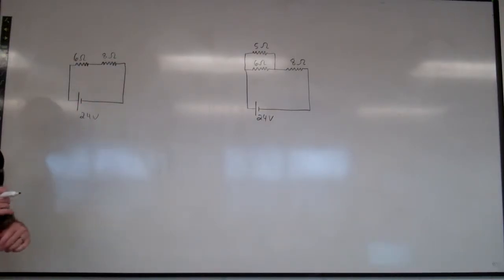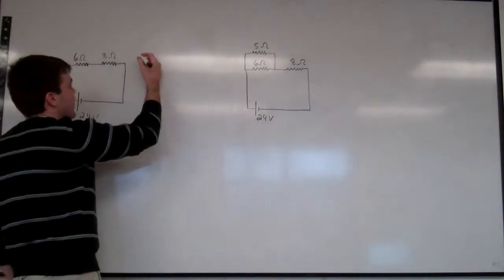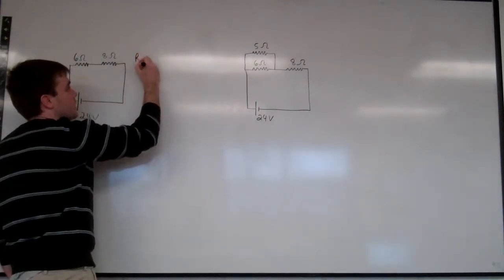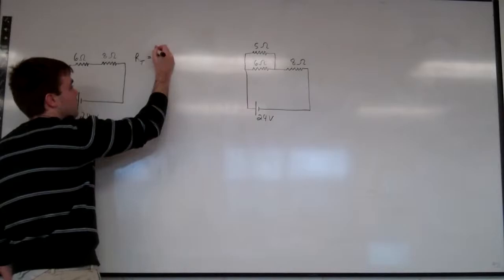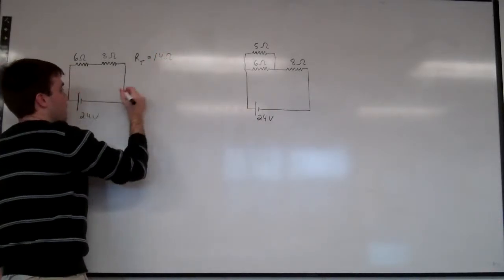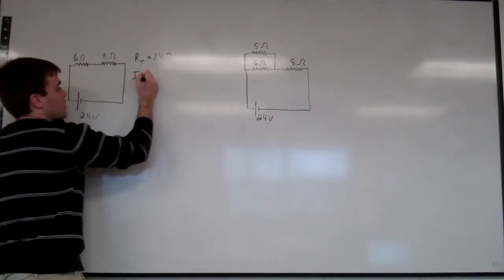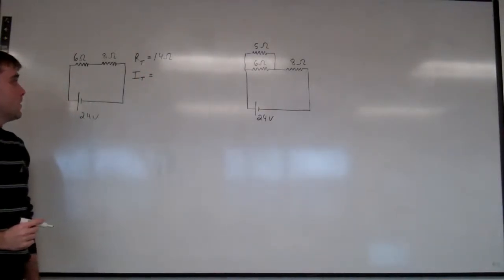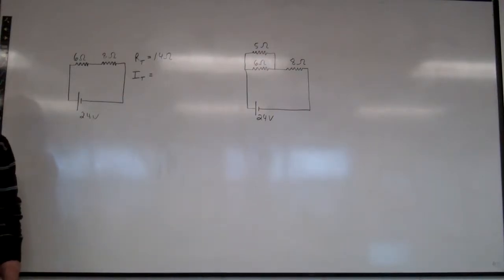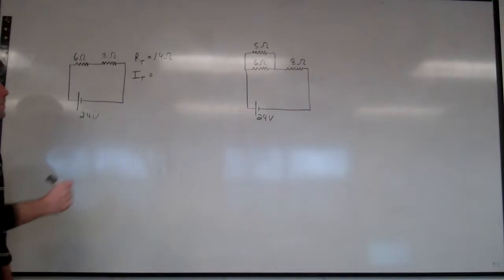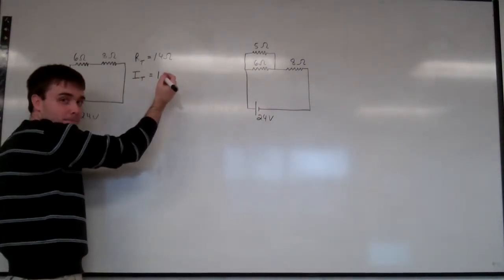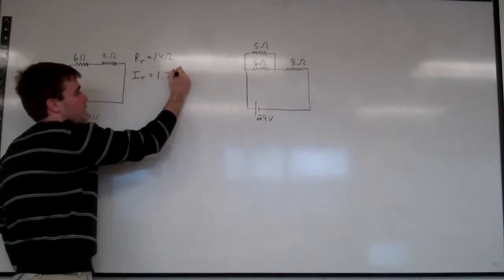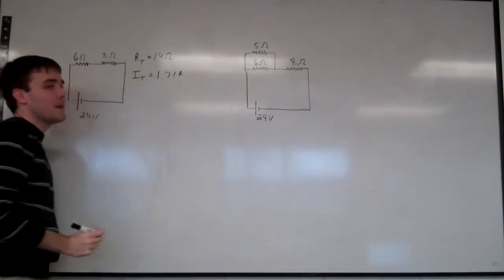Okay, how do we find the total resistance in this circuit? Add them up, they're in series, we just add 6 plus 8. So RT equals 14 ohms. How do we find the total current in that circuit? V equals IR. It's going to be 24 divided by 14. And what's that equal? 1.71 amps. Okay.